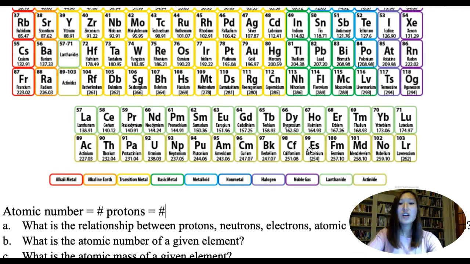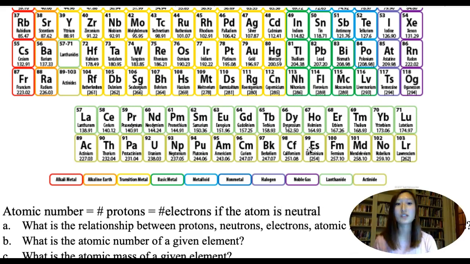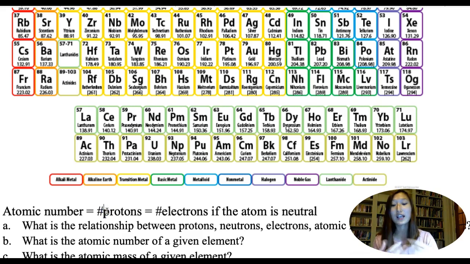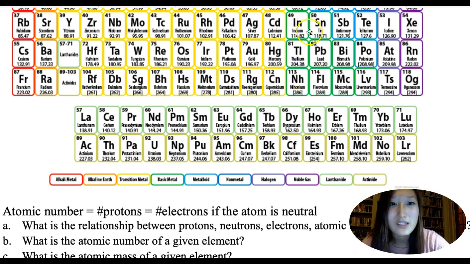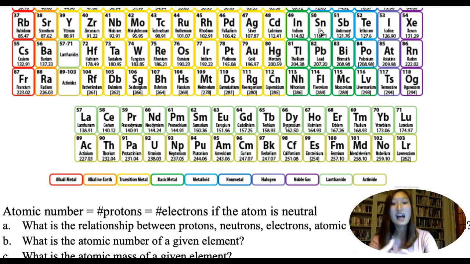The number of protons also equals the number of electrons if the atom is neutral. Under normal conditions, if this atom is neutral, it has 0 charge because electrons and protons have opposite charges. Protons have a positive charge, electrons have a negative charge. So protons and electrons should be the same number if you want a neutral atom. If you want a neutral tin atom, you have to have 50 protons, 50 positive charges, along with 50 negative charges, which is 50 electrons.